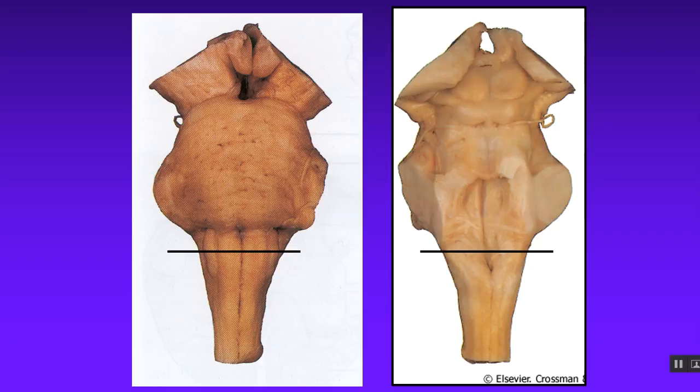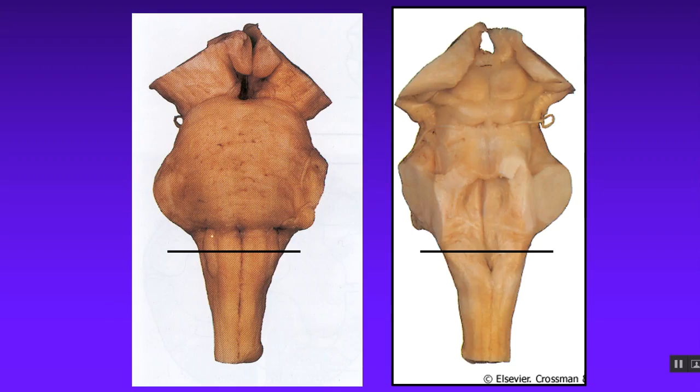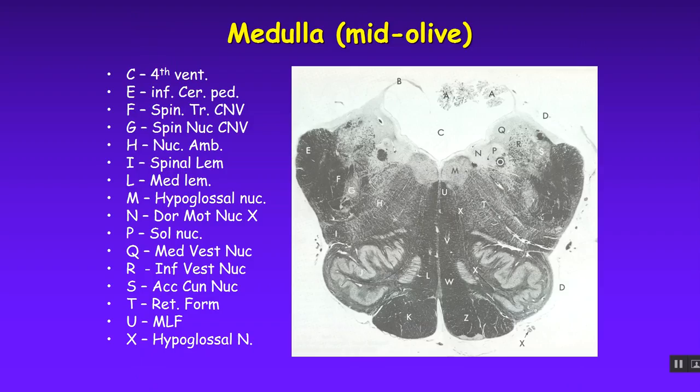Now we're going to get up into the high medulla. We did the pyramidal decussation and the medial lemniscal decussation, and now we're at the pontomedullary junction, the high medulla, or what they call the mid-olive level. There are the two olives we're cutting through right there. So the mid-olivary level is what this is called, and this is where it gets fun.